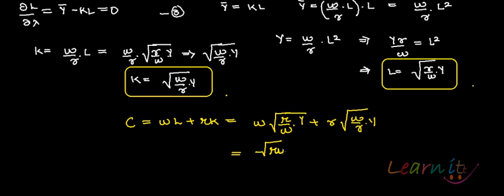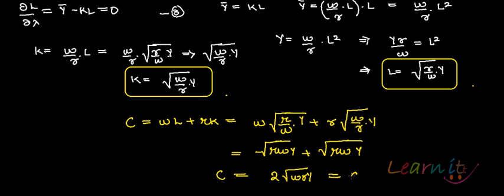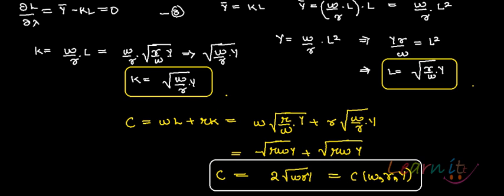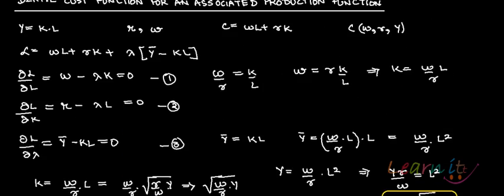This could be written as root of RWY plus root of RWY, or in fact 2 root of WR Y. This is the cost function, and as you can see, this cost function is in the form of W, R, and Y. So this is the cost function for an associated production function.